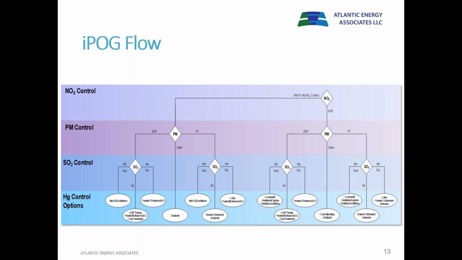And if you don't have SO2 control, either wet or dry, the POG directs you to these little ellipses at the bottom, which are options for mercury control. So, for example, if you don't have NOx control, you have an ESP, and you don't have wet FGD, your options are ESP tuning, maybe some injection of activated carbon, which I will discuss later, or treatment of coal. Next, please.